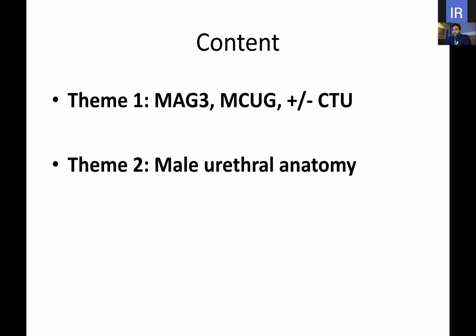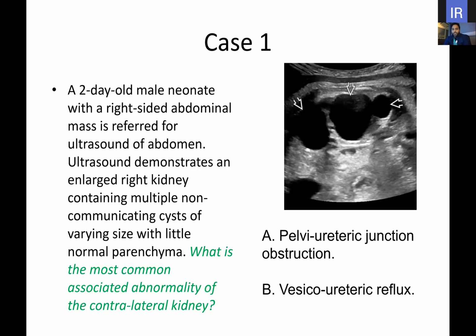a specific fluoroscopic study called micturating cystourethrogram, also known as MCUG or VCUG, and the use of CTU. And we'll have a review of normal male urethral anatomy and some of the pathologies associated with that. So the first case, I'll let you read this for a minute or so.